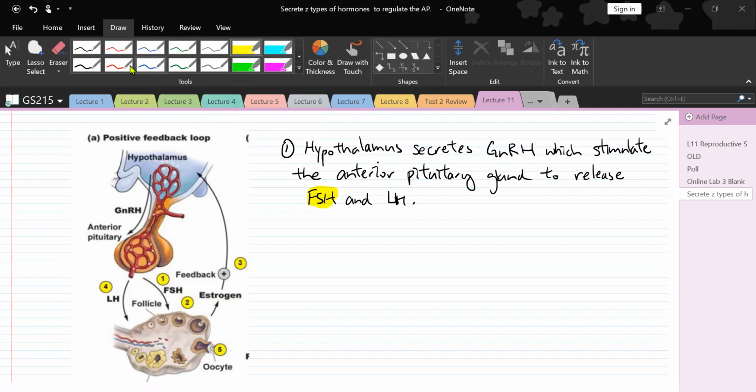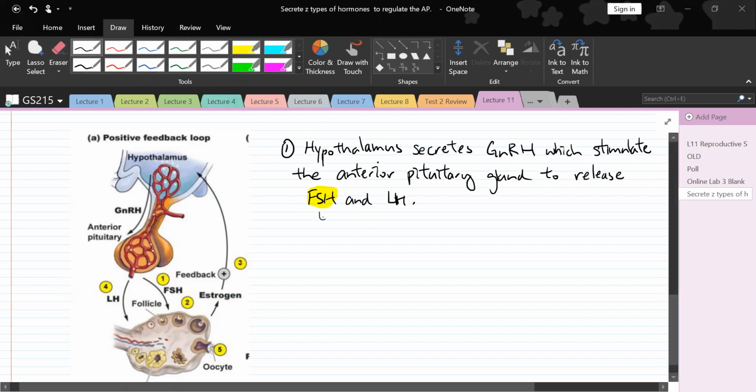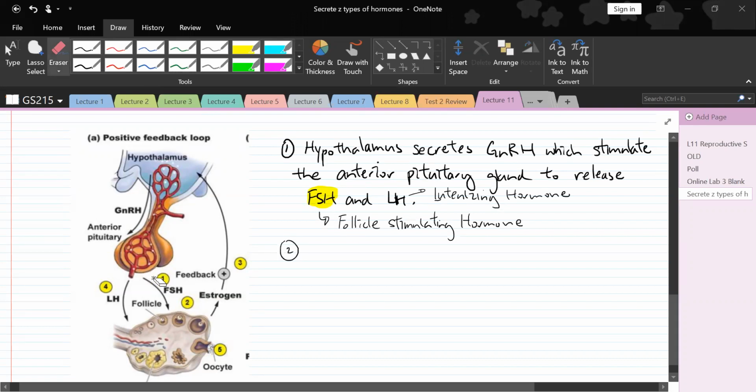Again, I keep on telling you what it stands for, but I never wrote it down. It's the follicle stimulating hormone. And this other one is the luteinizing hormone. Memorizing the name will help you remember what they do. Okay, so that's step one.